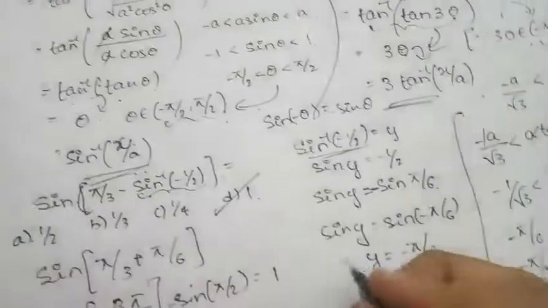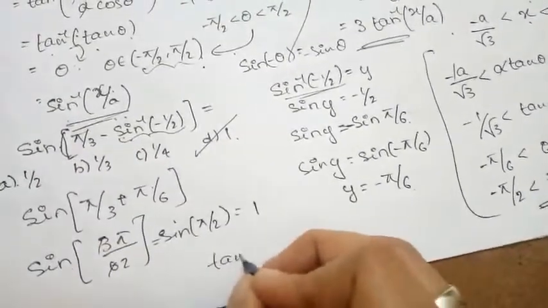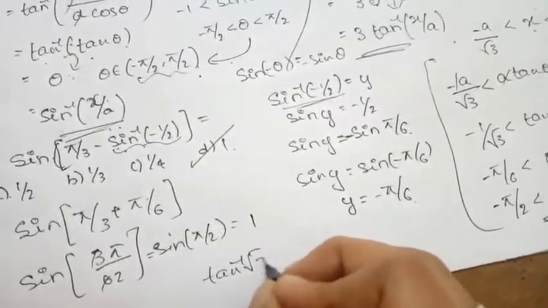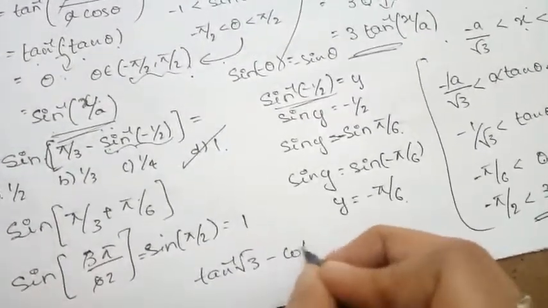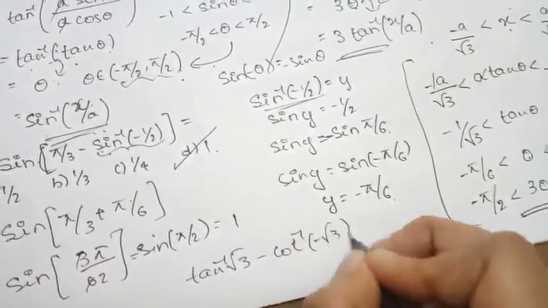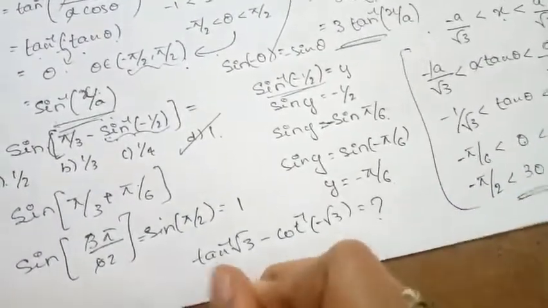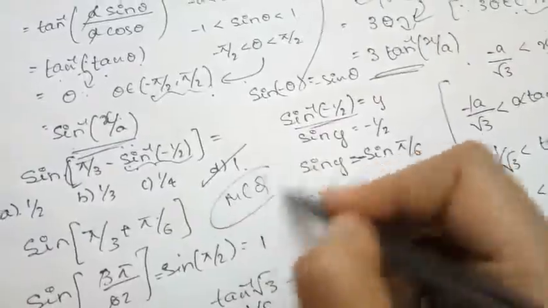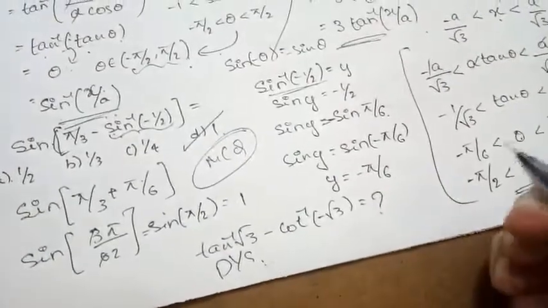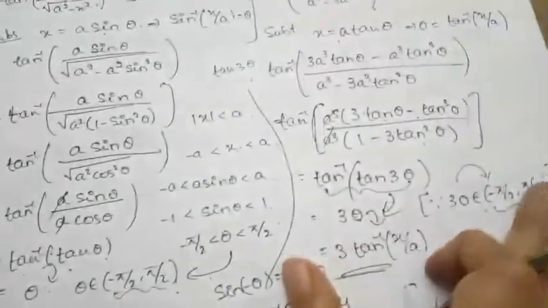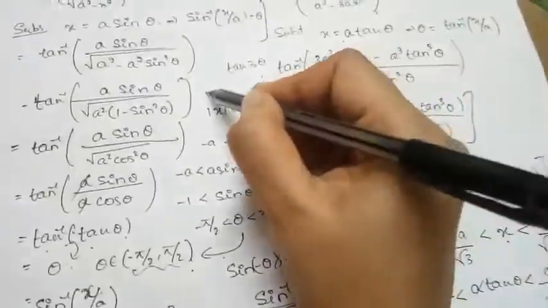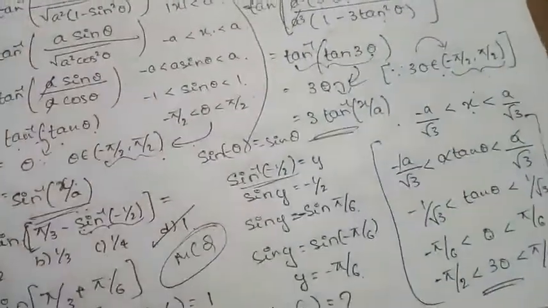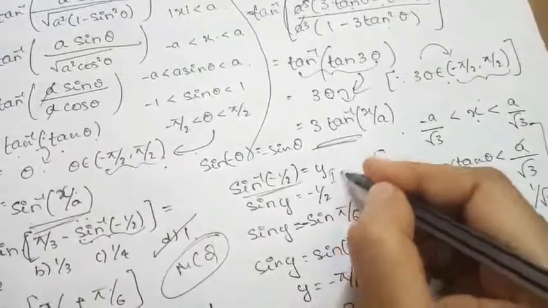Similarly, you have the next question, that is tan inverse of root 3 minus cot inverse of minus root 3. Try to do this one by yourself, which is similar to the two MCQ questions which I have already solved. This is an exercise question from exercise 2.2 of inverse trigonometric functions.